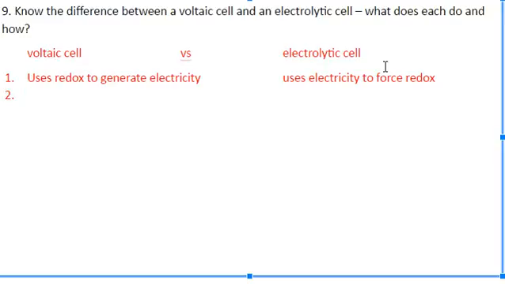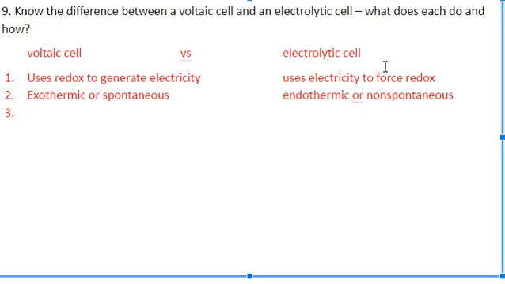The other thing is that since the voltaic cell is creating electricity, it's considered exothermic or spontaneous. And the electrolytic cell is considered endothermic or non-spontaneous.